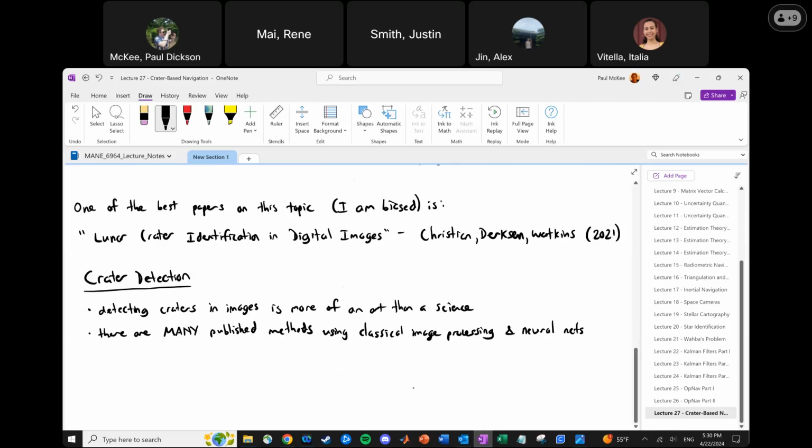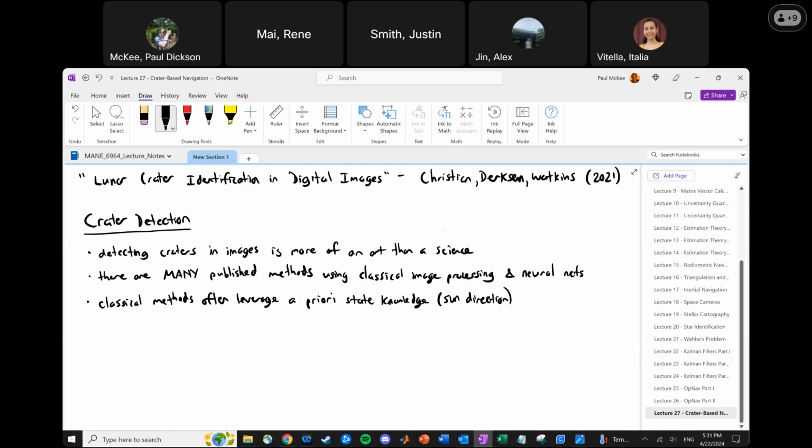So classical methods often leverage some a priori, which means before the fact, state knowledge. So for example, like sun direction. I'll draw a little doodle over here and then I'll fill in the words over here. But imagine this is your image, right?